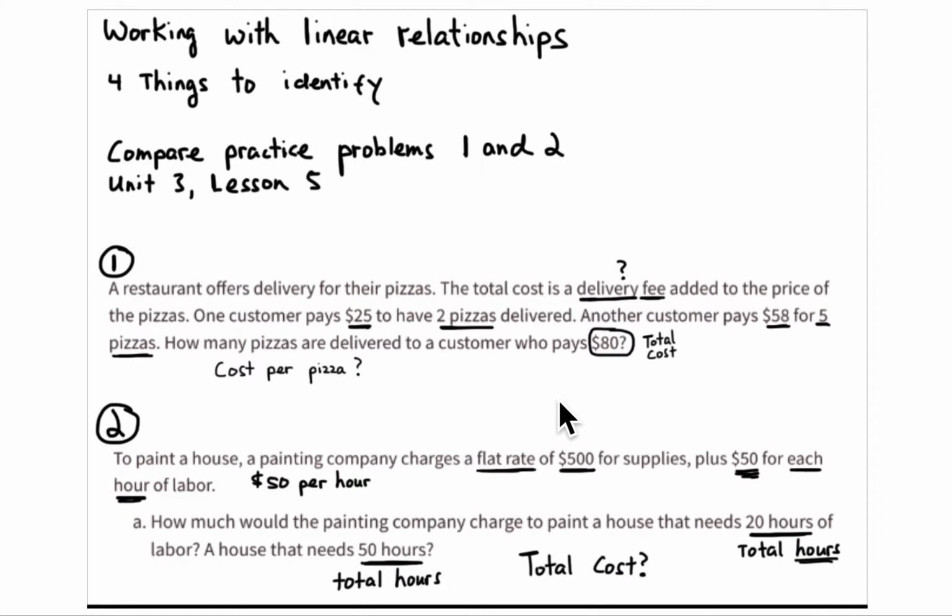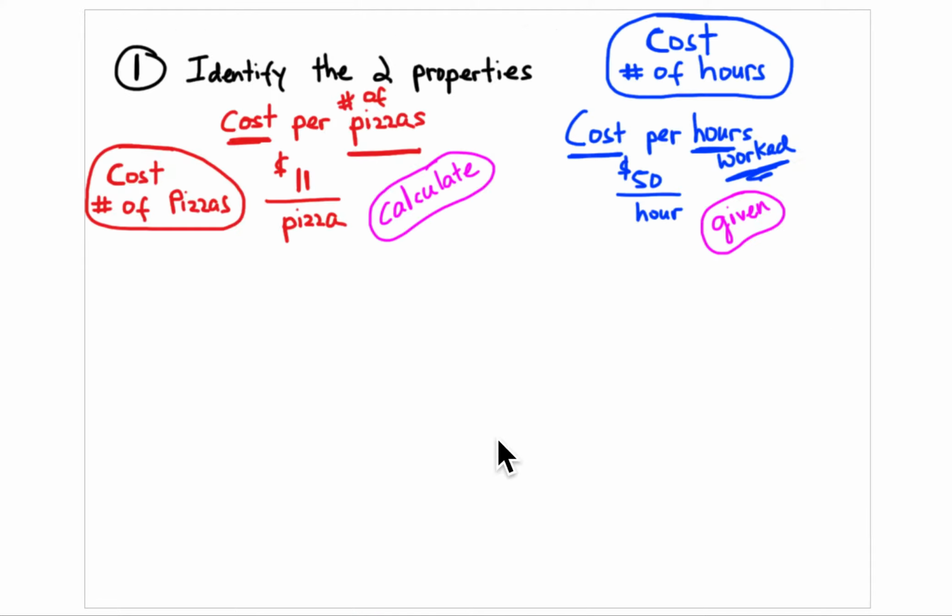For problem number 2, they tell you up front that you have to pay $500 for the supplies to have your house painted. It's going to cost you $50 for each hour, so they're giving you the hourly rate. And they're giving you the total number of hours, and you have to calculate what is the total cost. So these problems are basically giving you the opposite pieces of information, and I'm going to show you that in a moment.